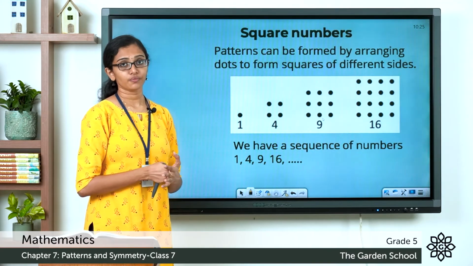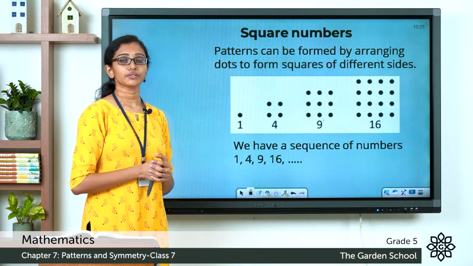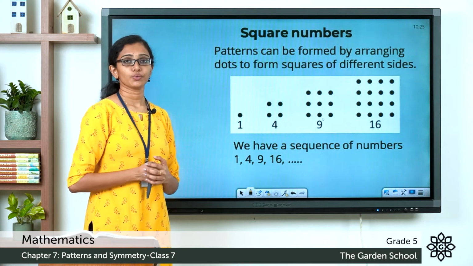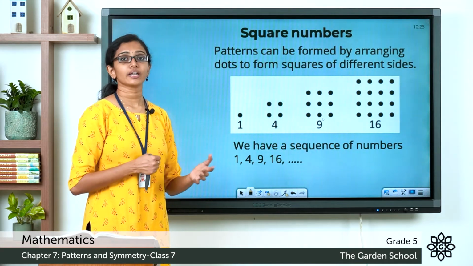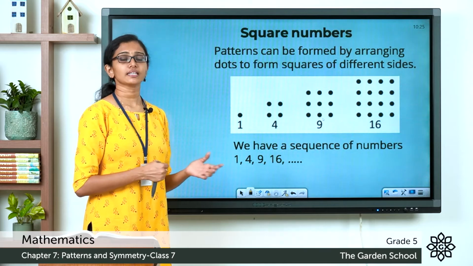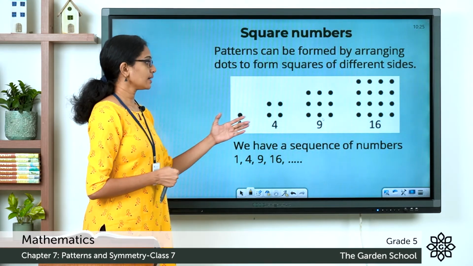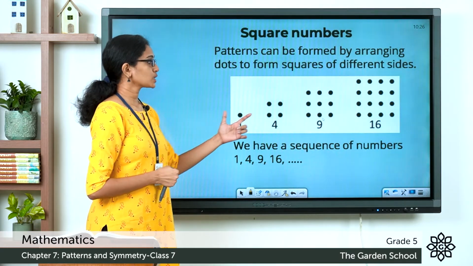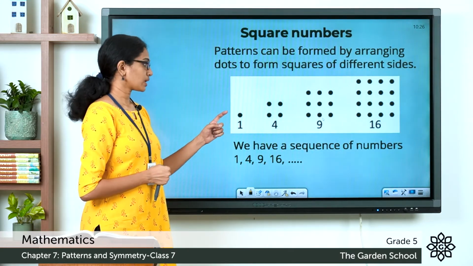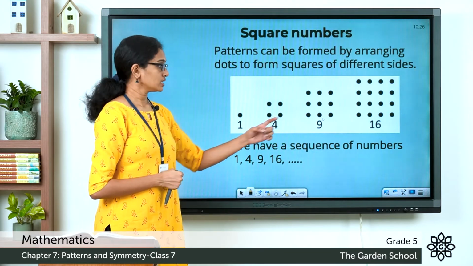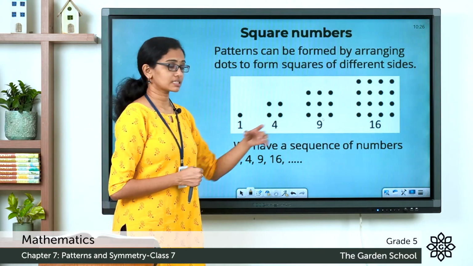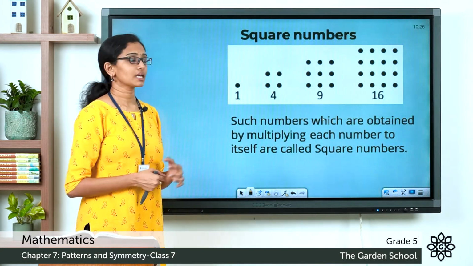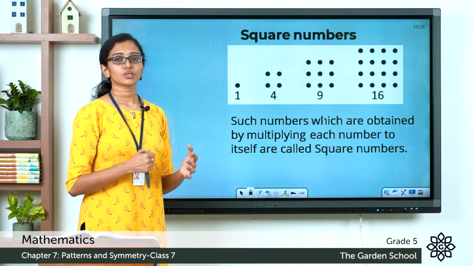For example, the square of 1 is 1 itself. 1 into 1 equal to 1. The square of 2 is 4, which is 2 into 2. Square of 3 is equal to 9, which means 3 into 3, and that is equal to 9. And you can see a pattern here with the square numbers of the first four counting numbers. Square of 1 is 1, square of 2 is 4, square of 3 is 9, square of 4 is 16, and it goes on like that. So numbers which are obtained by multiplying each number by itself are called square numbers.